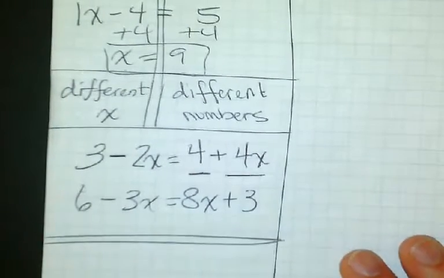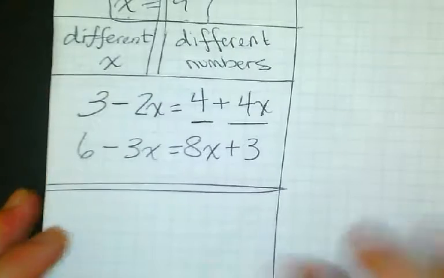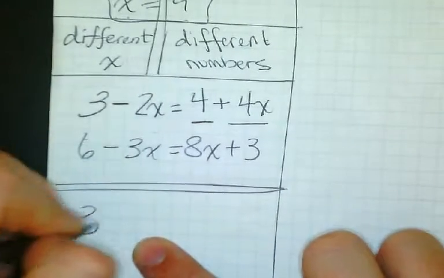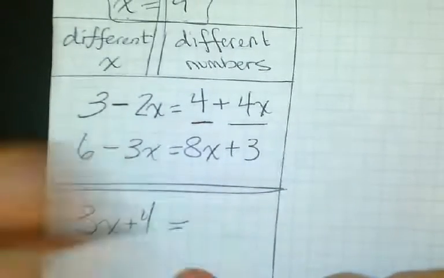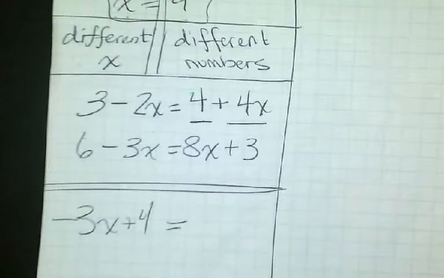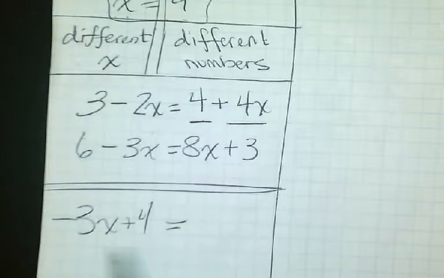And this one will be just for you. Just a little bonus question down here. Let's say that we start with negative 3x plus 4. Write an equation that gives you exactly one solution. So write an equation that gives you exactly one solution here. Let's go, guys.